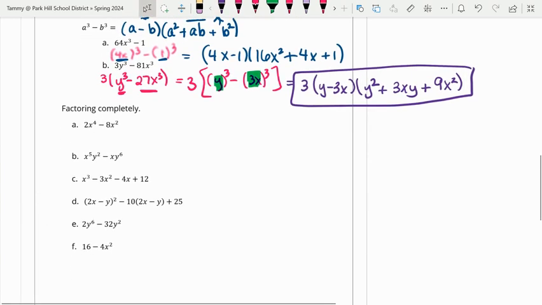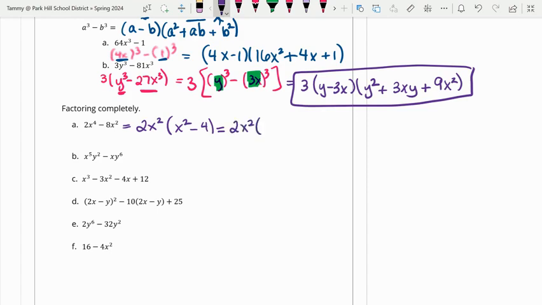All right, factoring completely. Looking at the first one, both of those divide by a 2 and an x squared, so I'm going to factor a 2x squared out of both of those. So if I factor a 2x squared out of that, I'm left with x squared. Factor 2x squared out of negative 8x squared, minus 4 left over. We're not quite done. X squared minus 4 is the difference of squares, so you have 2x squared on the outside. Factor x squared minus 4 to x plus 2 and x minus 2.